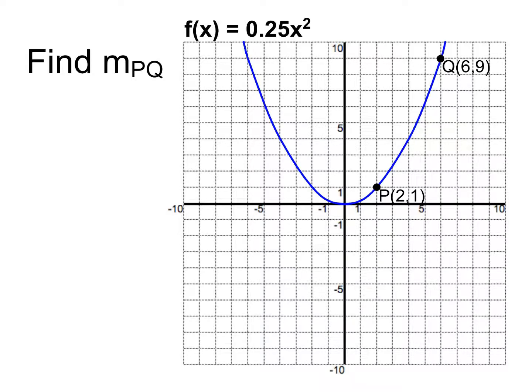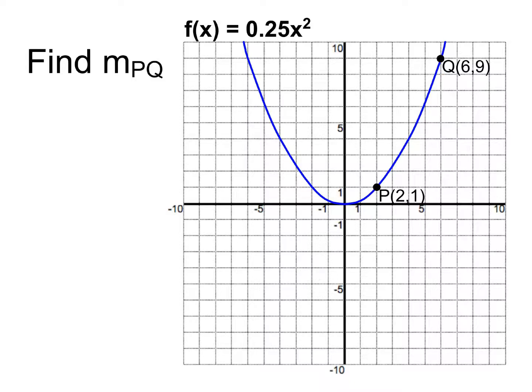Well, give you a hint. It goes back to y equals mx plus b. M here represents slope. So when we see find m sub pq, what that notation is saying is find the slope between points p and q. And you notice we have those labeled on the graph here, point p and point q.